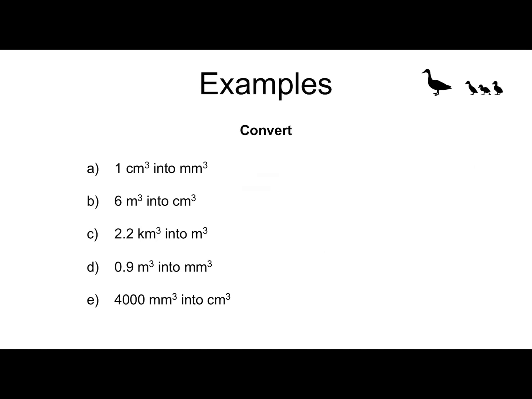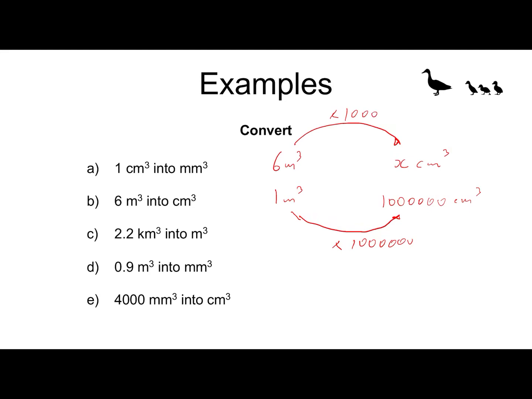Right, same concept for volume. So we've got 6 metres cubed into centimetres cubed. So use the right conversion. 1 metre cubed is 1 million centimetres cubed. Okay, so what are we doing? We're going this direction. So I need to do this, which is times by 1 million. So I times by 1 million. So the answer is 6 million.